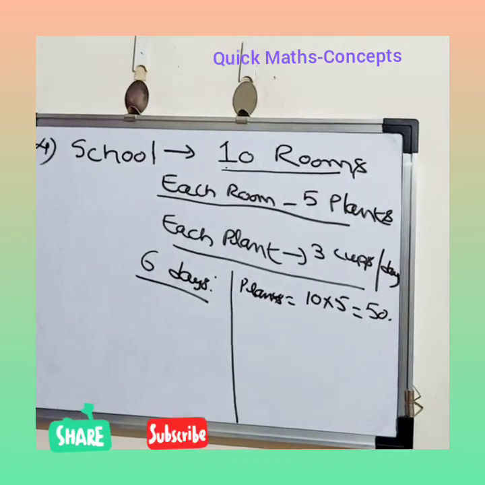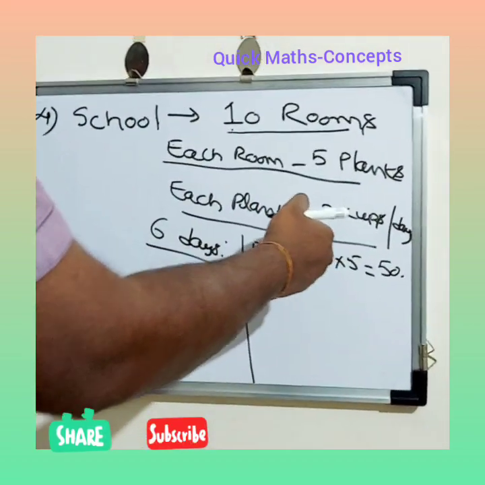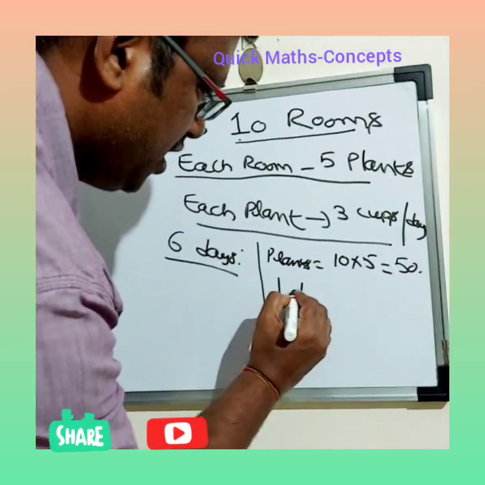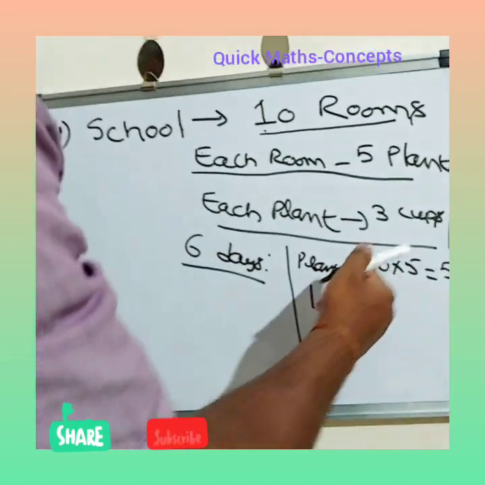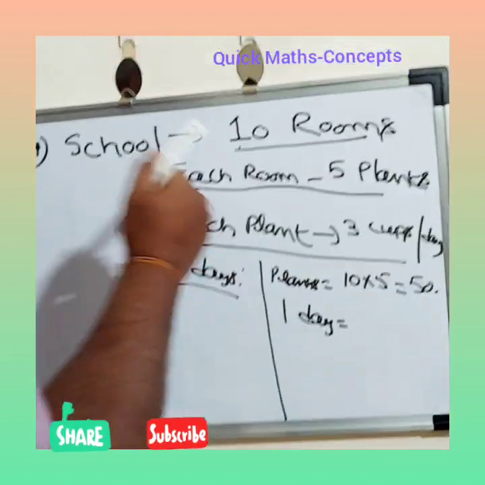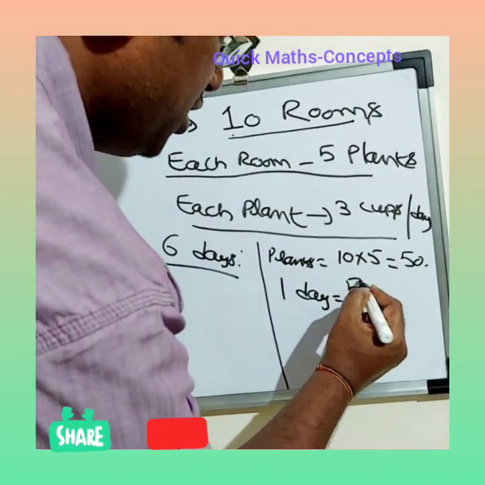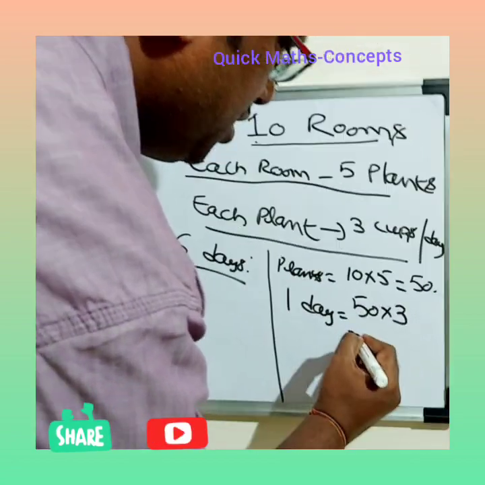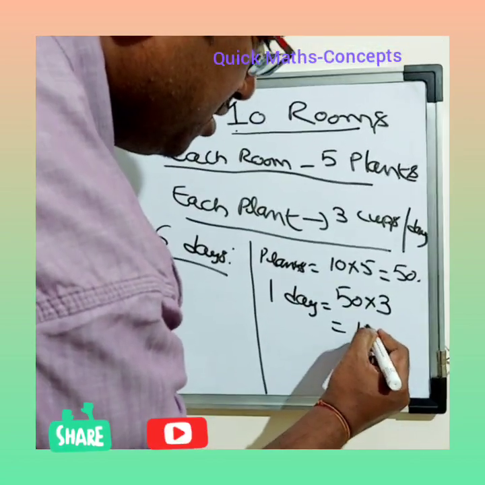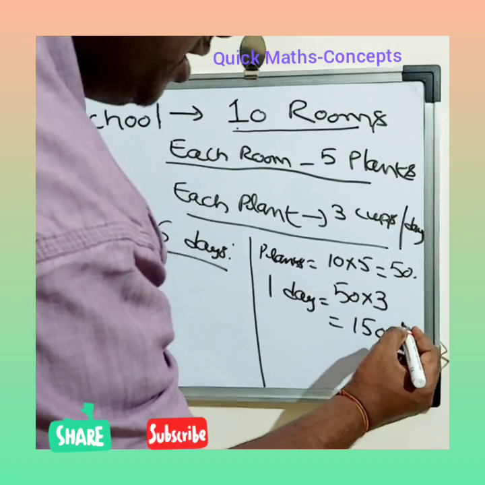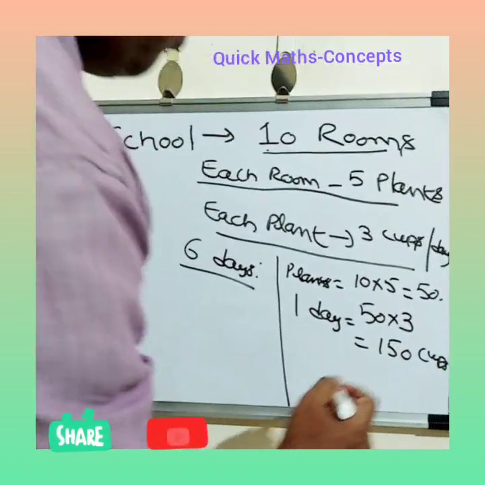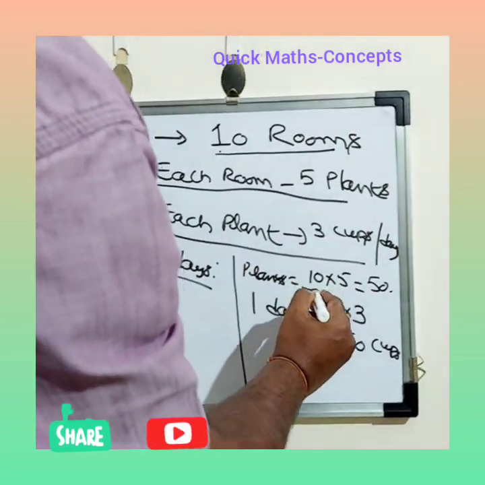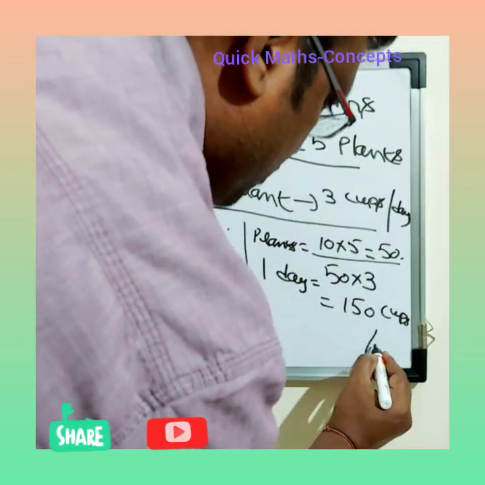But each plant requires how many cups of water per day? For 1 day, because there are 50 plants in total, and 3 cups of water are required for each plant. So 50 into 3, that is 5 3s are 15, and the 0, that is 150. 150 cups of water are needed to pour water to all these plants per day.